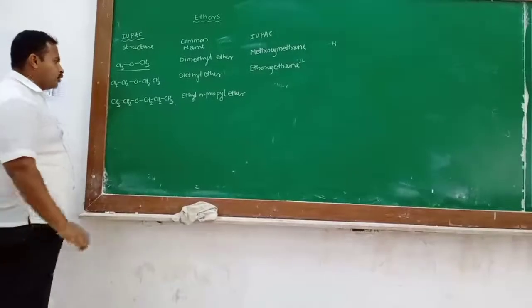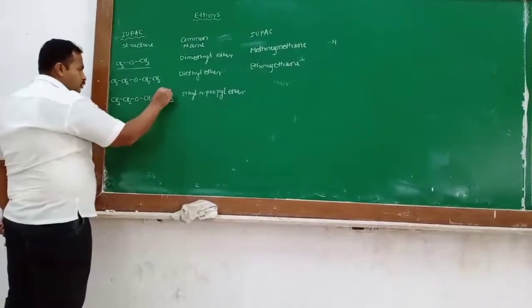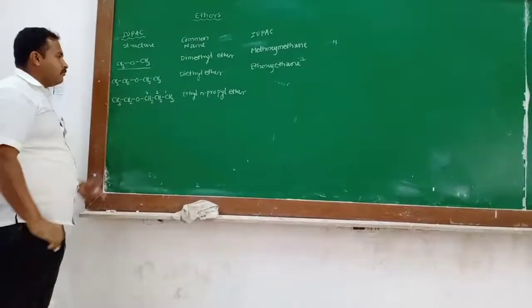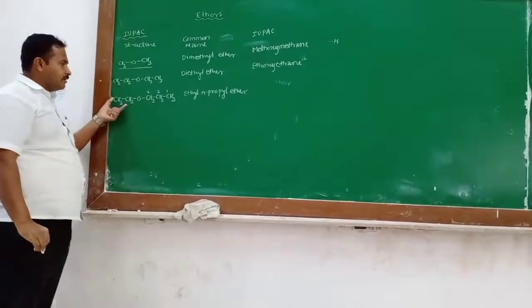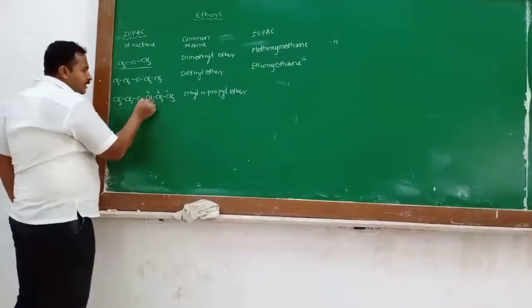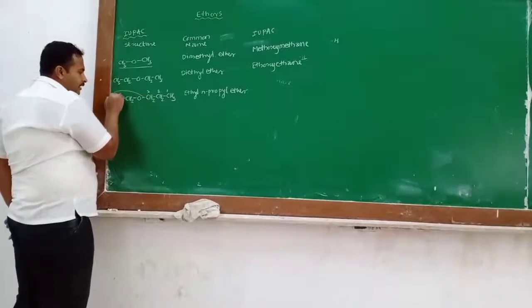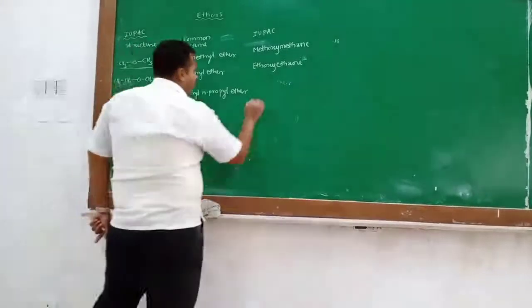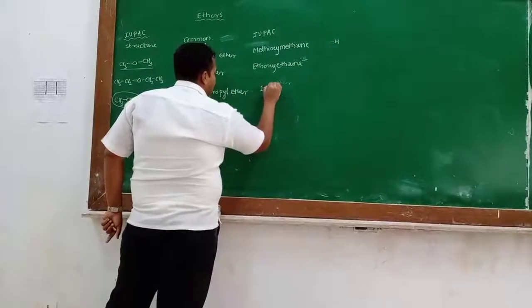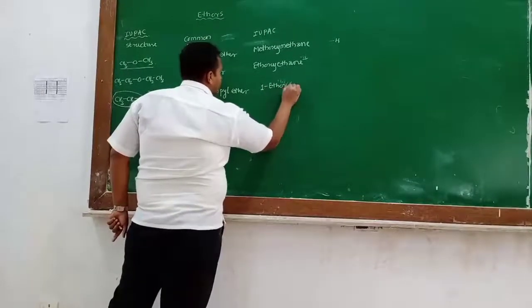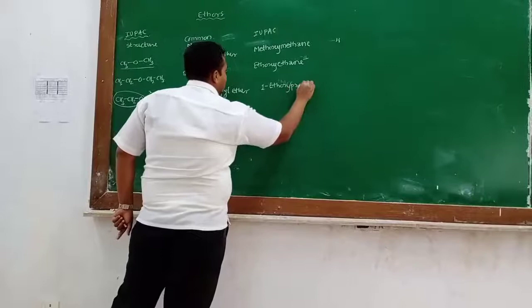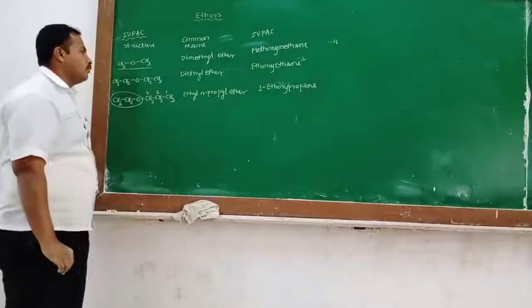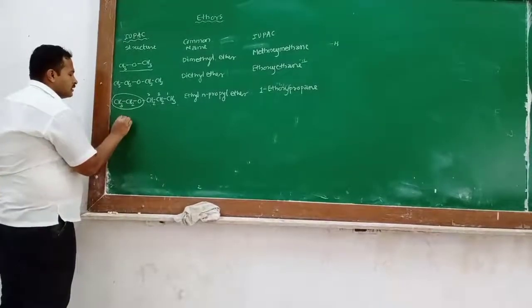What is the IUPAC name? CH3CH2CH2, carbons 1, 2, 3. Propane contains more carbon atoms as compared to ethane. One hydrogen atom of propane is replaced by one ethoxy group. Therefore, the name of the compound is 1-ethoxy propane. We can write another example.